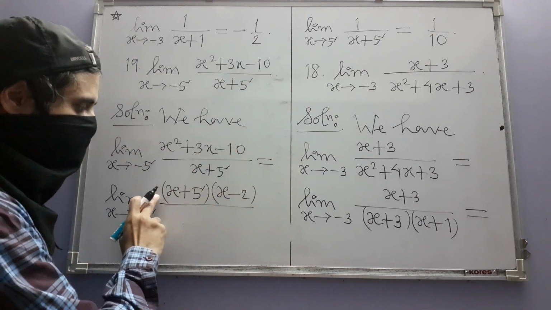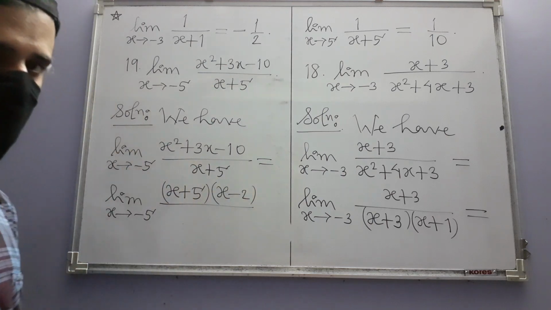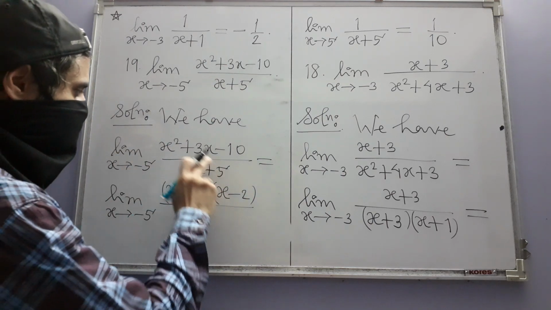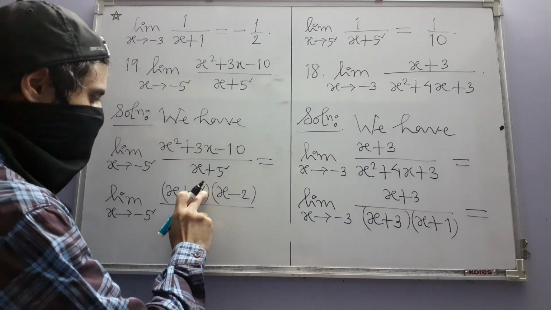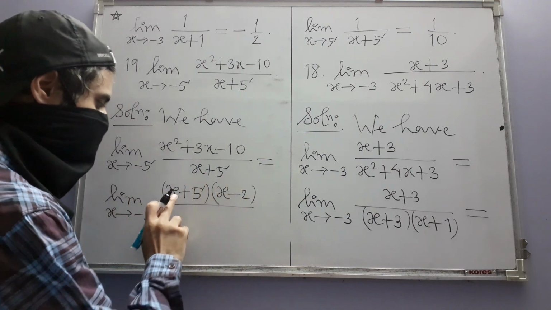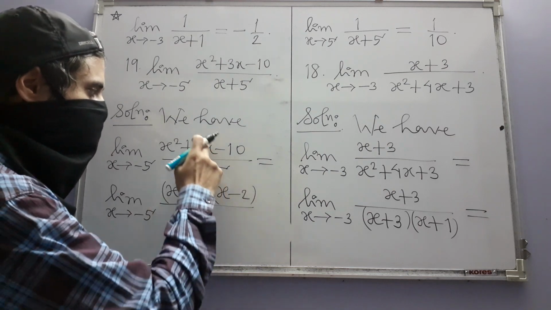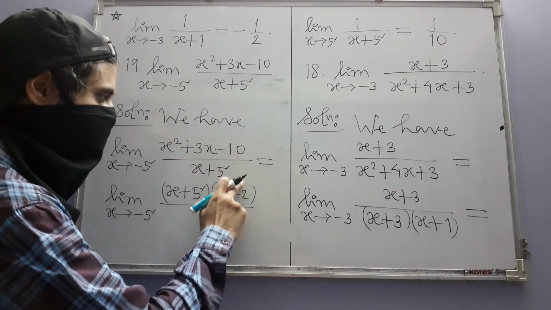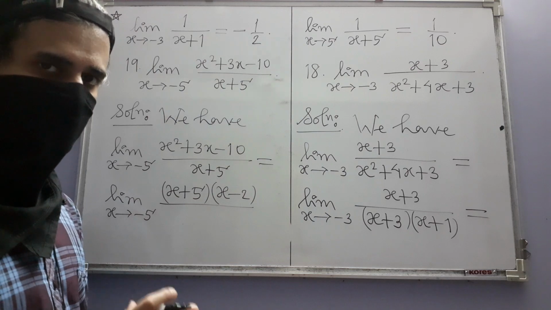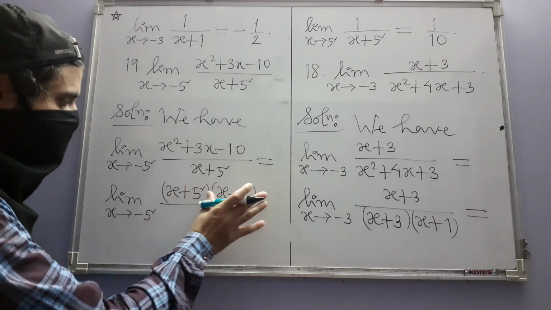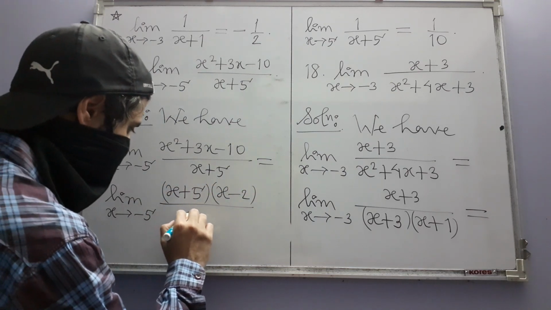And then you see whether this really becomes this. Let's see. x times x is x square, 5 times x is 5x, minus 2 times x is minus 2x, 5x minus 2x is 3x, and 5 times minus 2 is minus 10. So that way you can get the factorization pretty quickly.